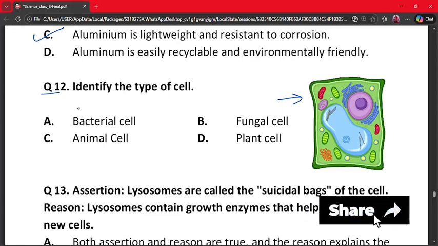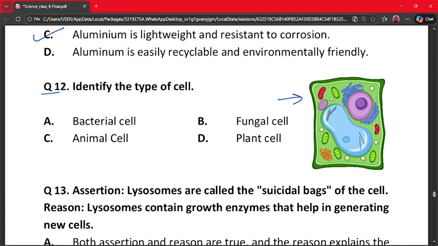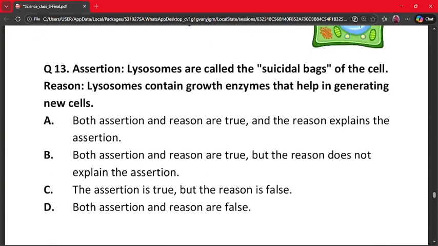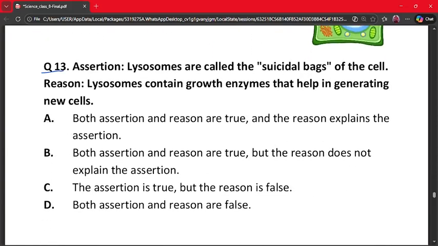C. Animal cell. And D. Plant cell. So the given diagram shows features like cell wall and chloroplast. So these are found only in plant cells. Hence it is a plant cell. Our next question is question number 13. Assertion. Lysosomes are called the suicidal bags of the cell. Reason. Lysosomes contain growth enzymes that help in generating new cells.